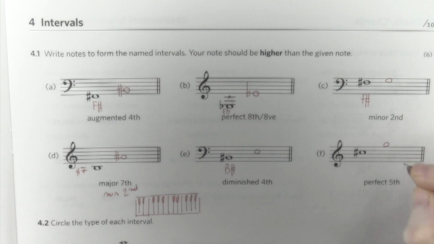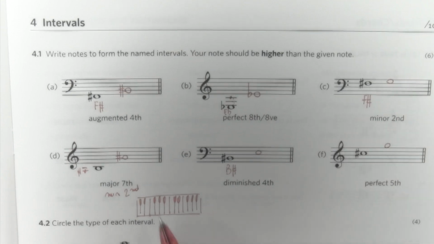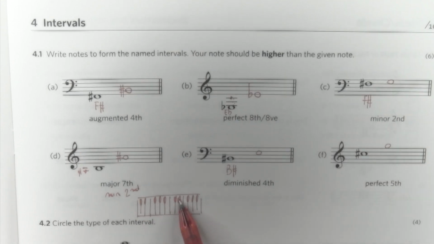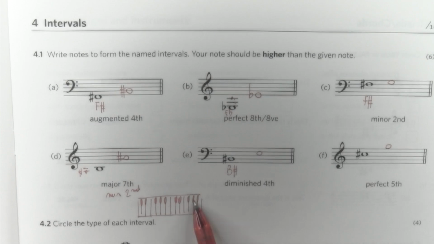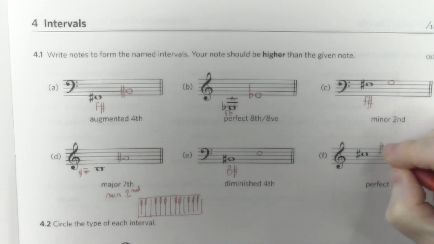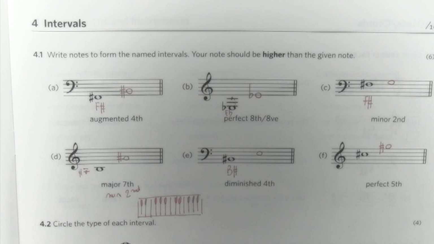A perfect fourth from C sharp is 2.5 tones away. 1, 2, 2.5. G sharp. Perfect. All done. I hope this was useful. Let's move on to question 2.